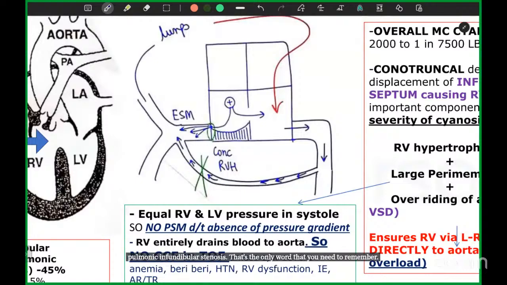What do I mean by subpulmonic? It clearly means that the pulmonary valve is not usually involved. It's not a pulmonary stenosis.